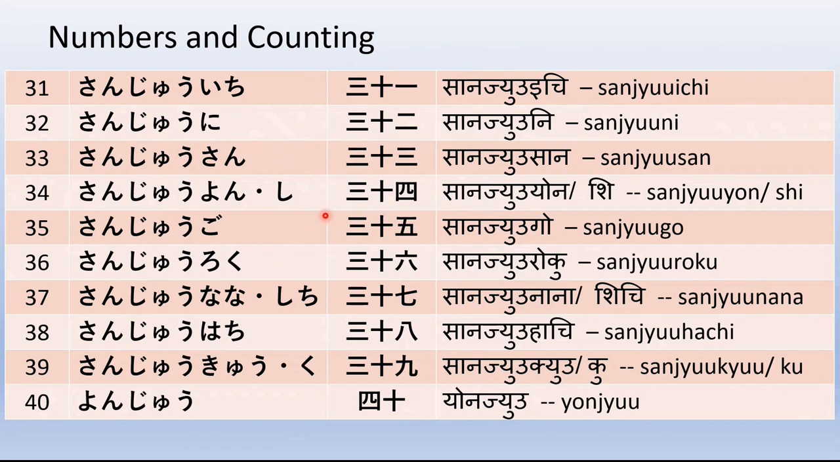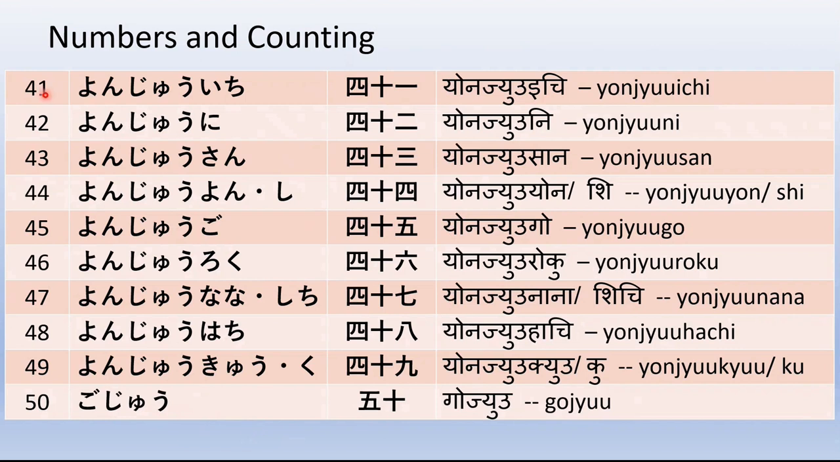Next decade is the 30s. Sanju ichi, Sanju ni, Sanju san, Sanju yon, Sanju go, Sanju roku, Sanju nana, Sanju hachi, Sanju kyu, and Yonju. Yonju is 40. So Yon for 4 and Ju for 10. So 4 times 10, 40, Yonju.